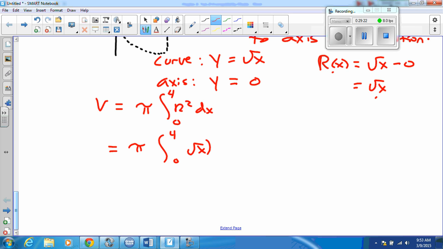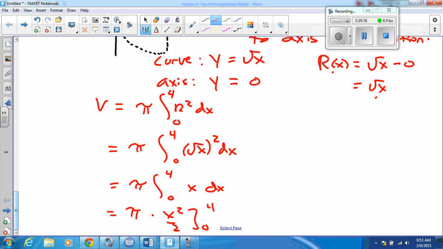And since r is equal to the square root of x for all x's, I have an expression for it, and I can plug in. And it's very convenient, because the square root of x squared is just x. Which gives me 8 pi as my final answer.